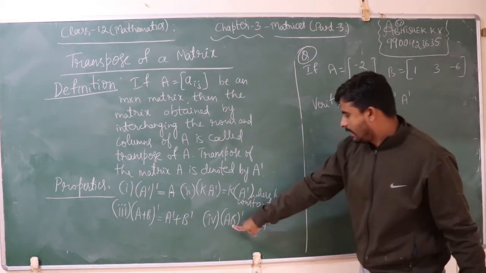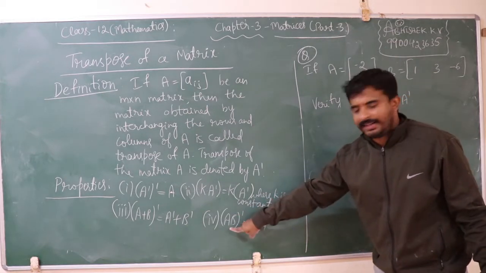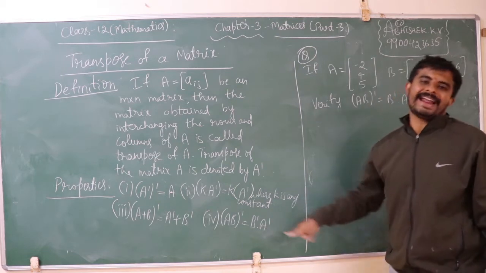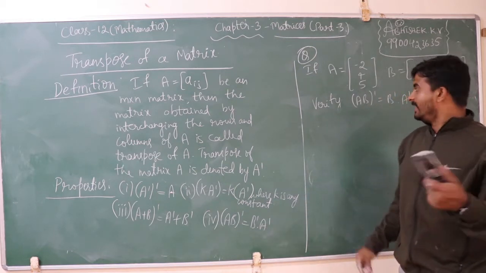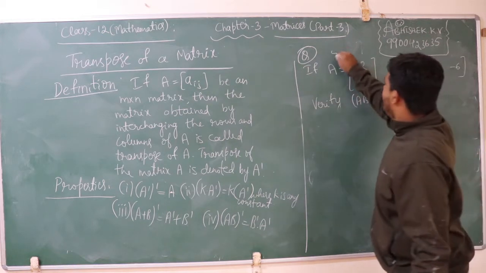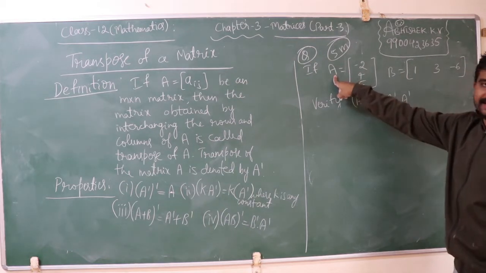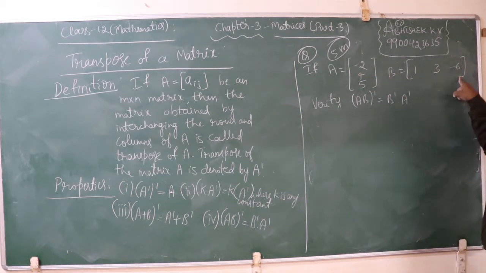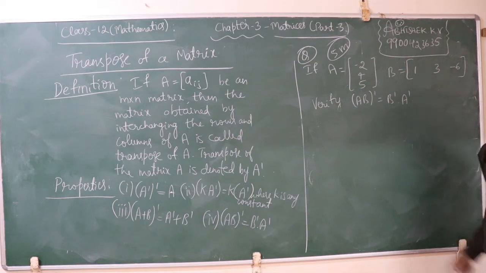That is, AB whole transpose, the transpose of this product A and B, is equal to transpose of B into transpose of A. Let us consider the problem. This is for 5 marks. Matrix A is equal to -2, 4, 5 and matrix B is equal to 1, 3, -6. Verify that the transpose of this product AB is equal to transpose of B into transpose of A.